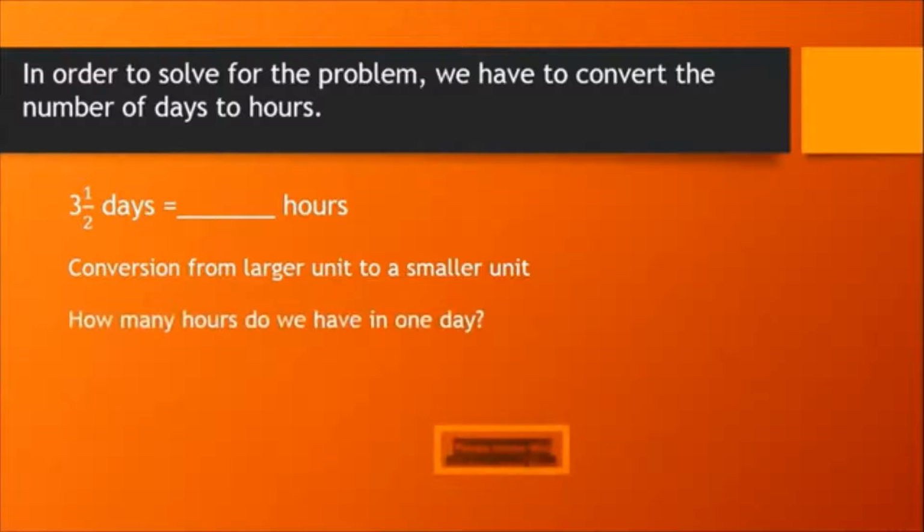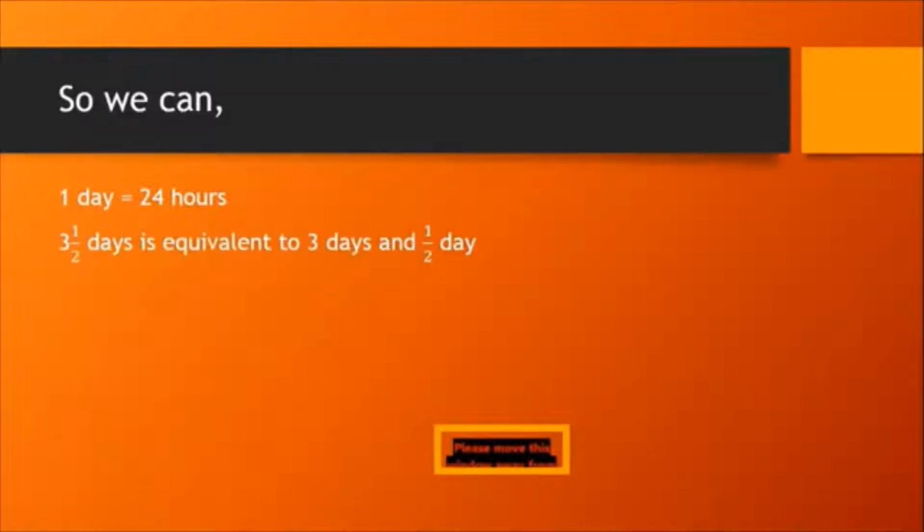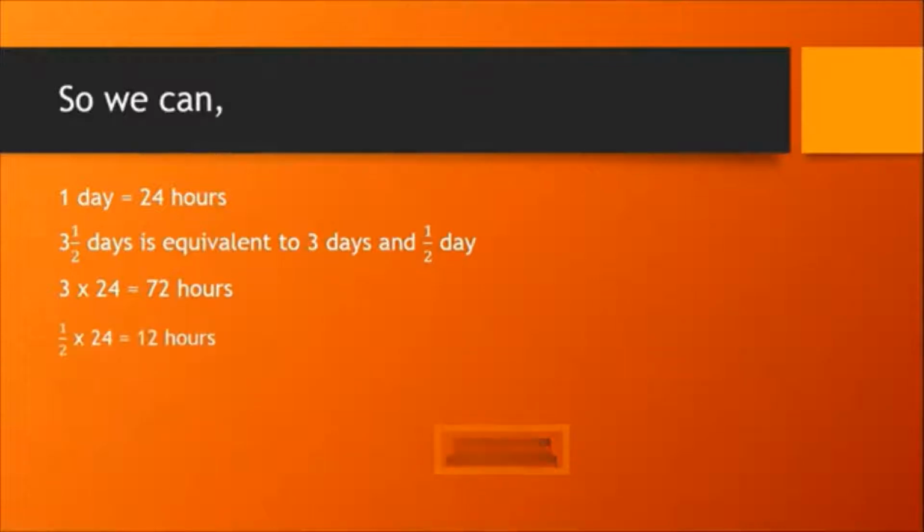Now the question is, how many hours do we have in one day? One day is equivalent to 24 hours. 3.5 days is equal to 3 days and a half day. 3 days times 24 is 72 hours. And half day, multiplied by 24, is 12 hours.